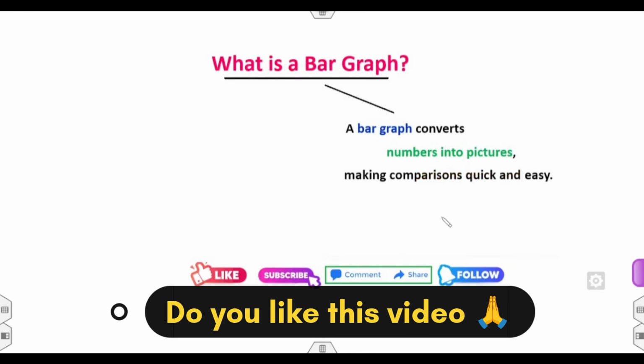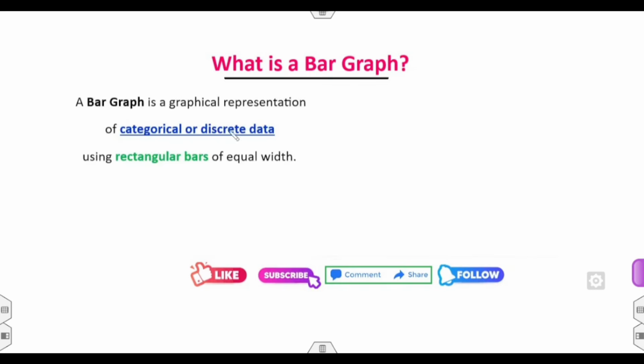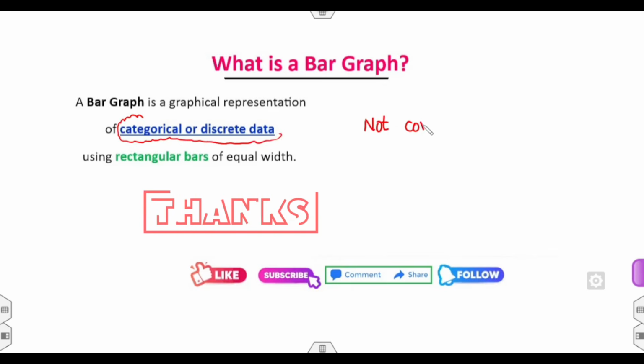Now, what is the bar graph? Bar graph is the procedure, or the technique, or the way you can convert your numbers into pictures so that you can compare in a very easy manner. But remember that a bar graph is a graphical representation of only categorical or discrete data, not for continuous data. Remember, this is the most important point.